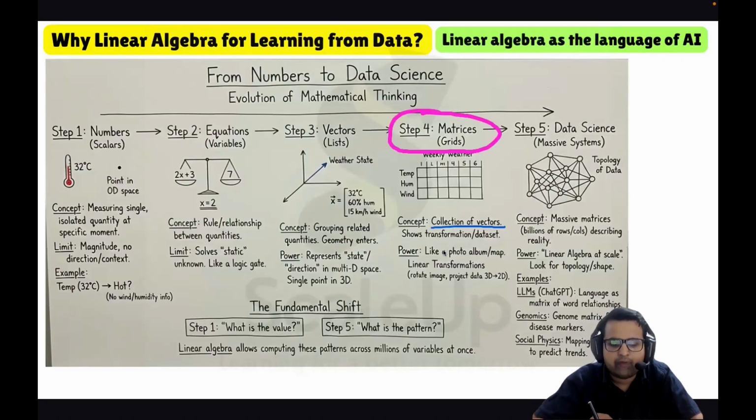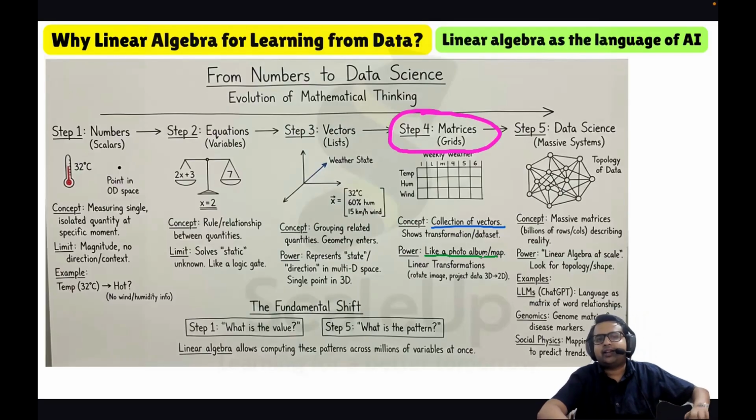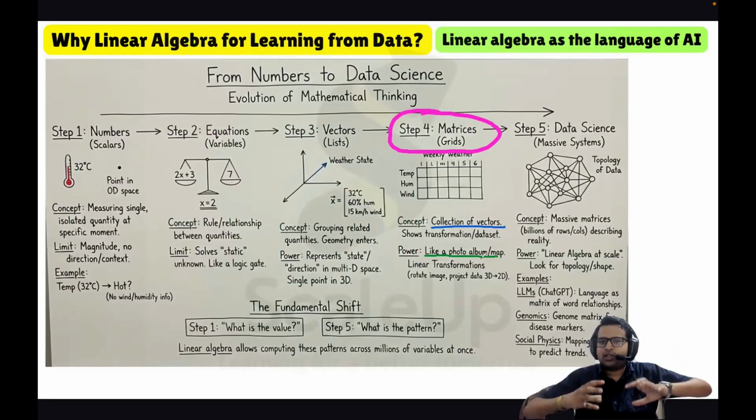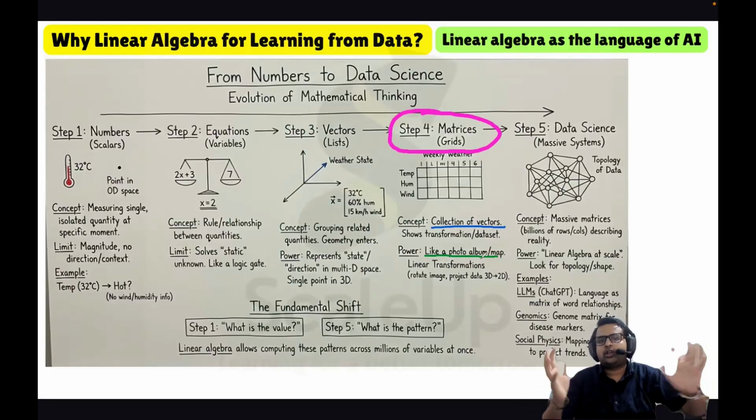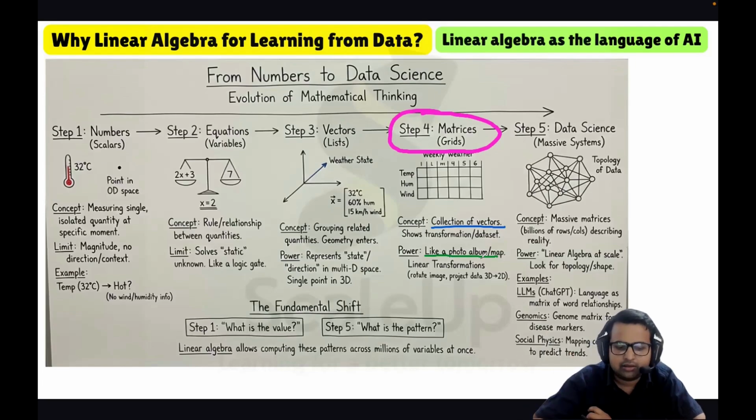Now, if we talk about the power of a matrix, what advantage do we get? If a vector is a snapshot, a matrix is a photo album or a map. The idea is that you can treat a vector as a snapshot, and if we collect all those snapshots, the collection will be a photo album, and that is what a matrix is. It allows us to perform linear transformations, such as rotating an image or projecting data from 3D down to 2D.